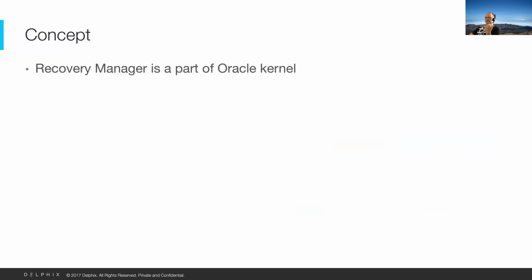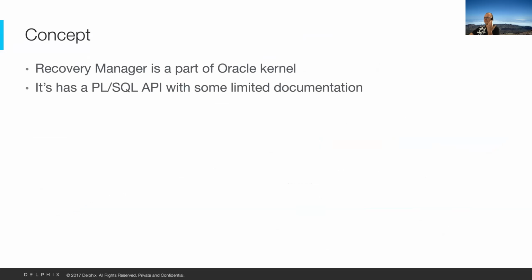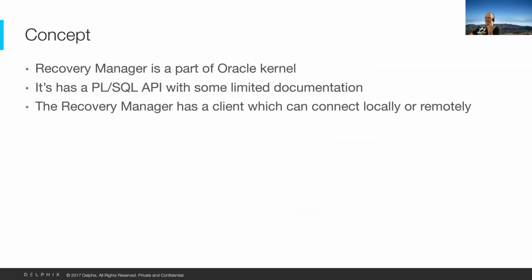So, a couple of things to remember. Recovery Manager, RMAN, is a part of the Oracle kernel. So it's basically a part of the database. It is delivered together with your database, and you don't need to install anything else to start using Recovery Manager. It has a PL/SQL API. You don't need to use that. You can use a Recovery Manager client, which is basically translating your scripts into the PL/SQL API. But if you really want to, for whatever reason, you can also use PL/SQL directly to start using Recovery Manager.